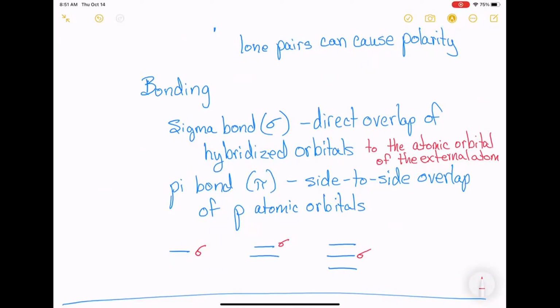Now, when you make a double bond, you not only have the sigma bond, which is the direct overlap, but you also will have a pi bond that is caused due to the side-to-side overlap of p atomic orbitals. And a triple bond will be the result of a sigma bond and two pi bonds from p atomic orbitals overlapping side to side.